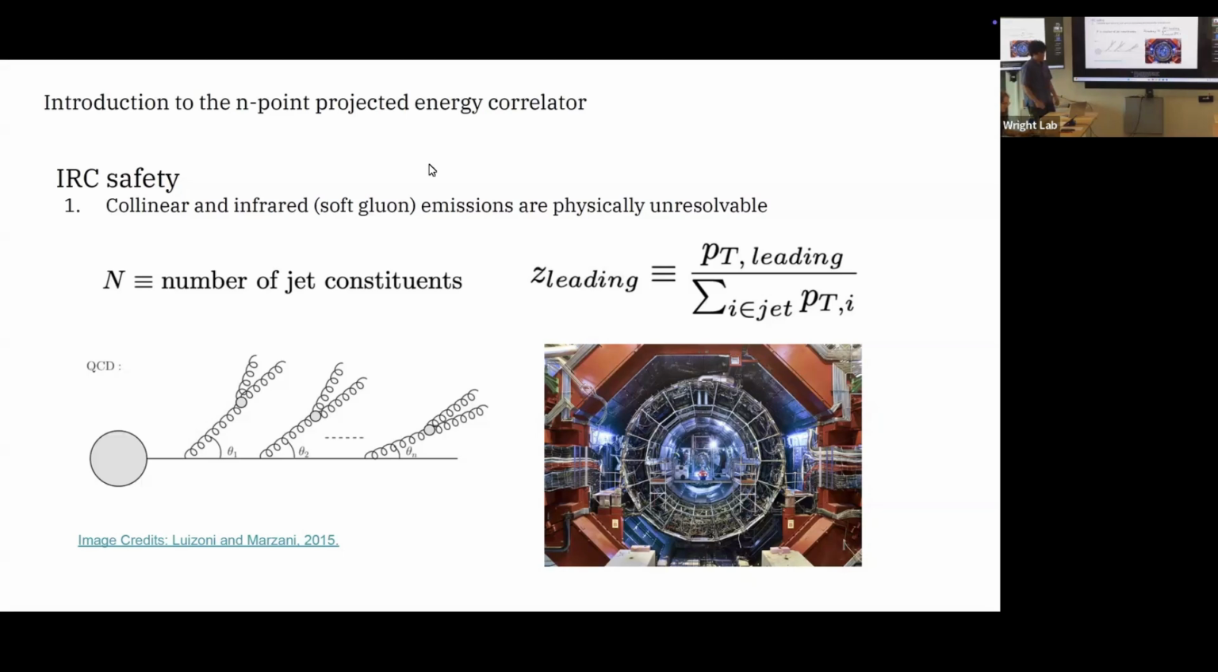So it's not a unique property. The specific type of correlator that I'm working with, which is called the projected correlator, is derived from something called a standard energy correlator. And it actually inherits this property.